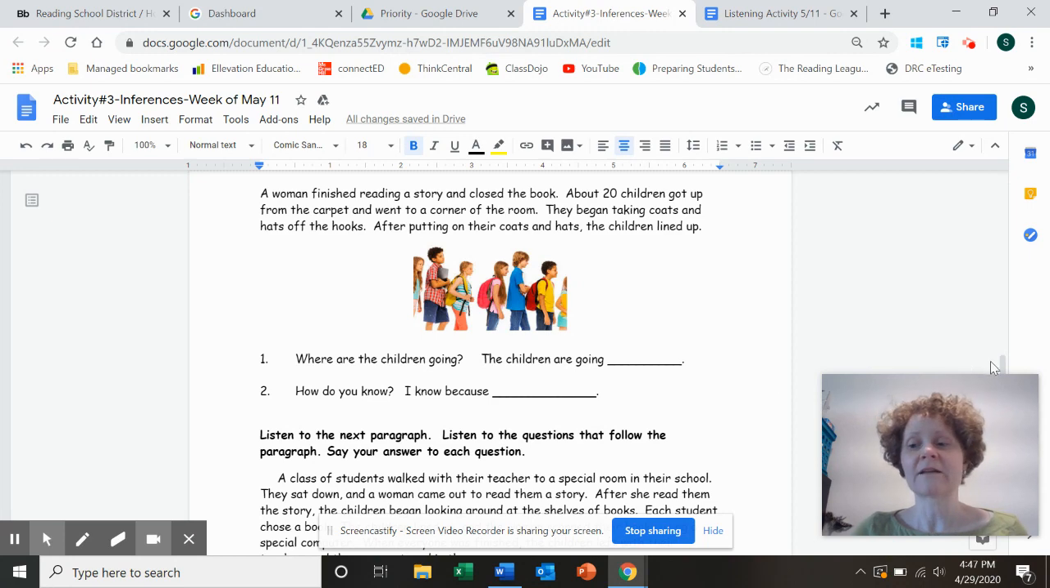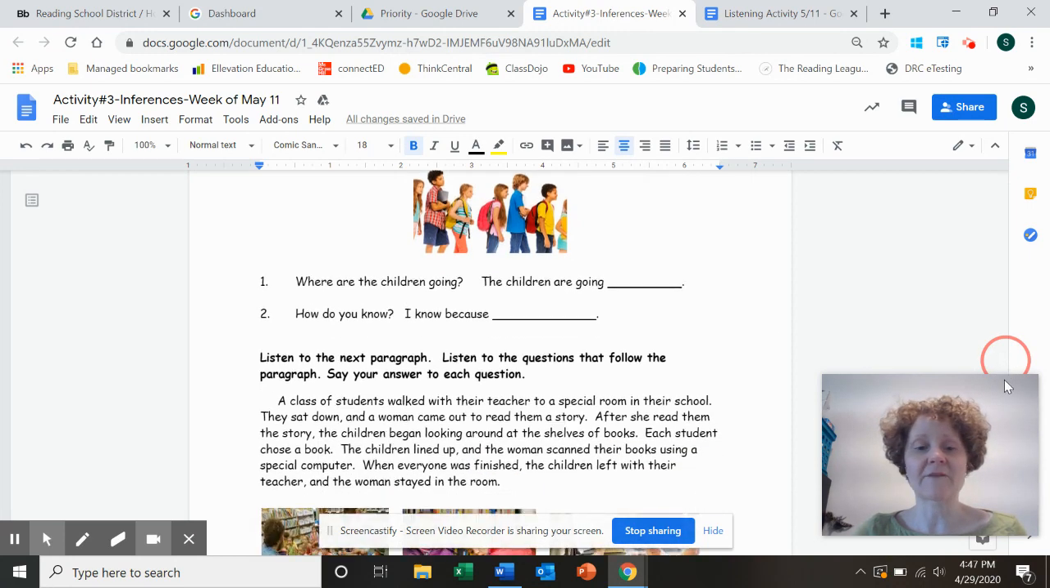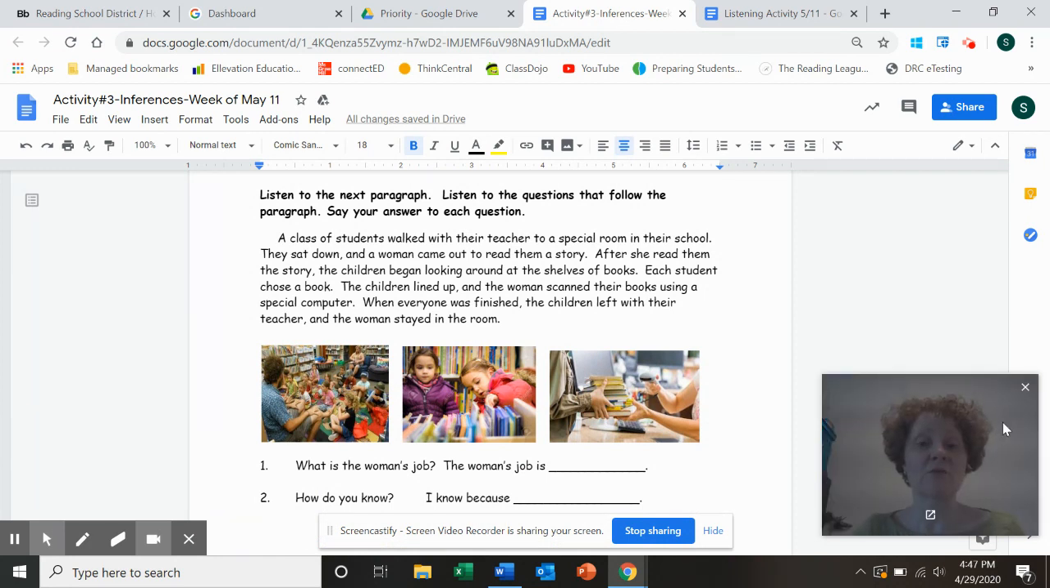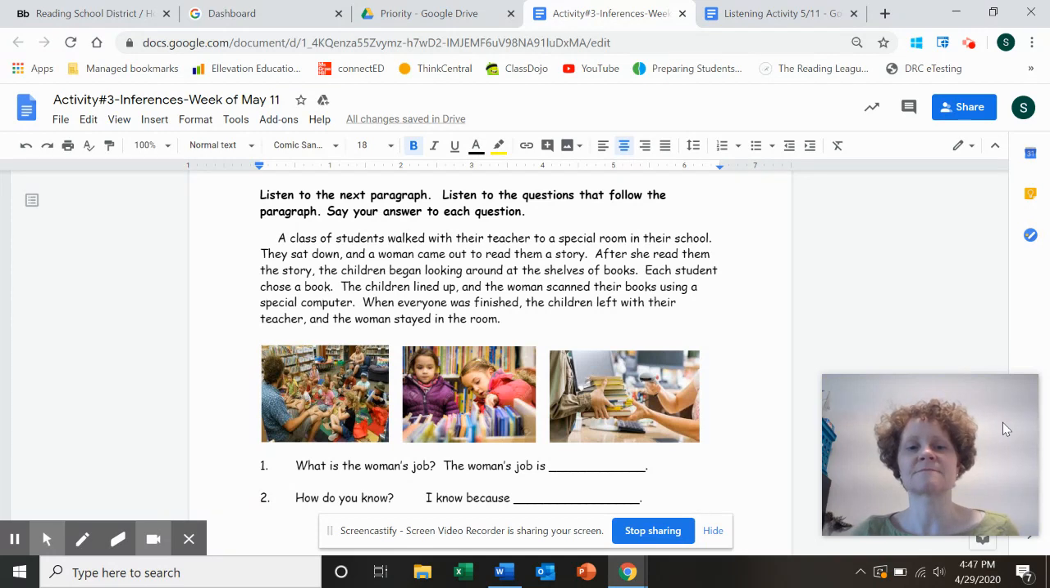All right. Now let's move on to a second paragraph. I'm going to read this paragraph. I want you to listen carefully and also look at the pictures. They will help you answer my next 2 questions. All right, here we go.